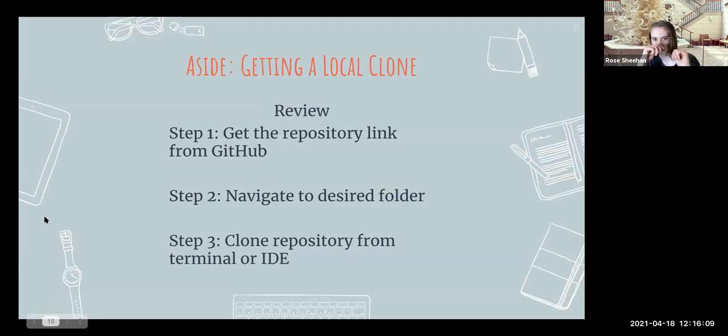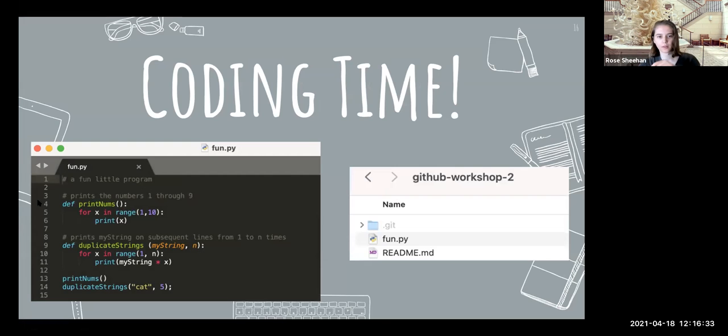Just to review those steps really quick, if there's a project on GitHub and you want to work on it on your computer, so if you want to do any coding, you're going to copy the repository link from GitHub. You're going to go to your terminal and navigate to the desired folder. And then you're going to run the git clone command, which is going to make that copy of the repository locally for you. Once you do that, then you're all set.